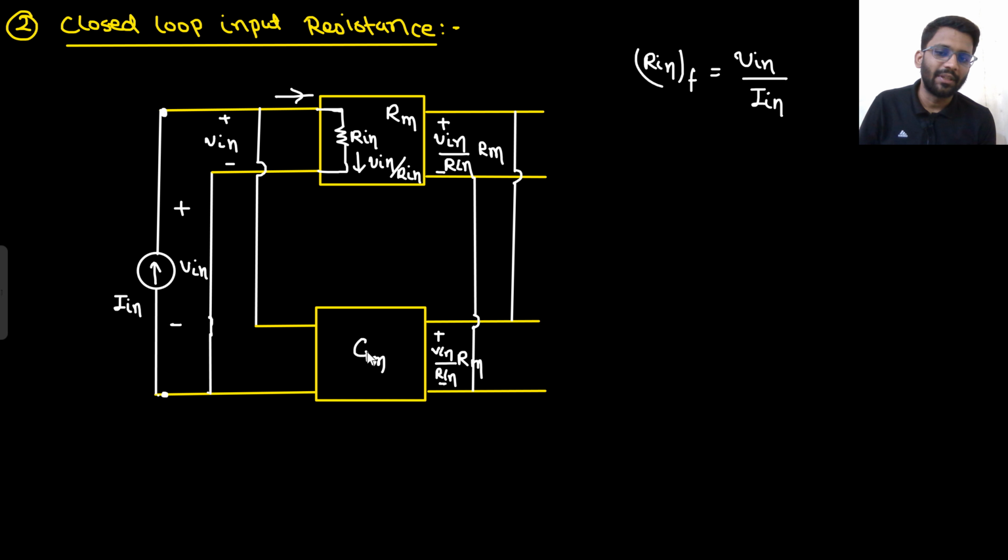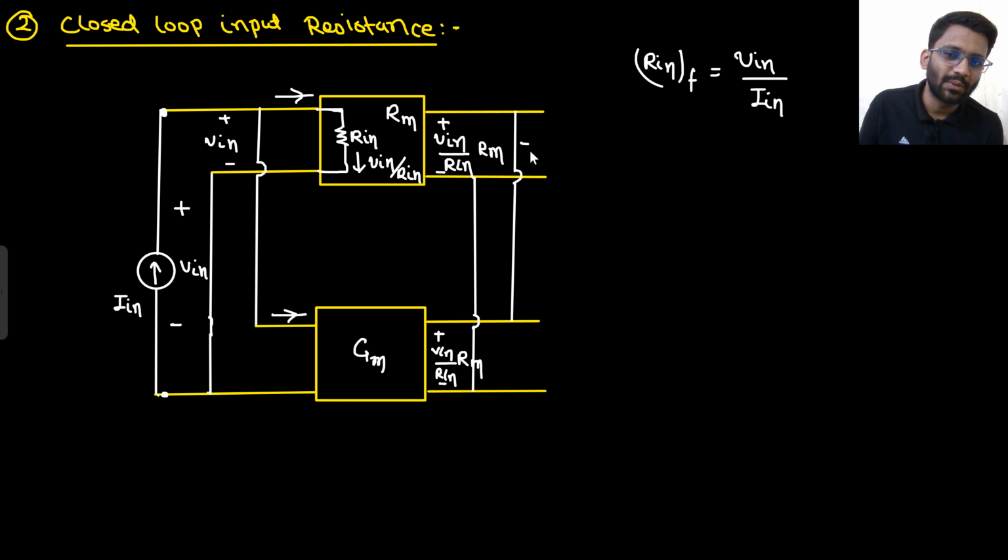Now this is being multiplied with the factor of Gm. So V in by R in into Rm into Gm. Oh, sorry, that will be a current, right? Voltage multiplied with Gm will give you the current. And this is the current direction that I will be taking.